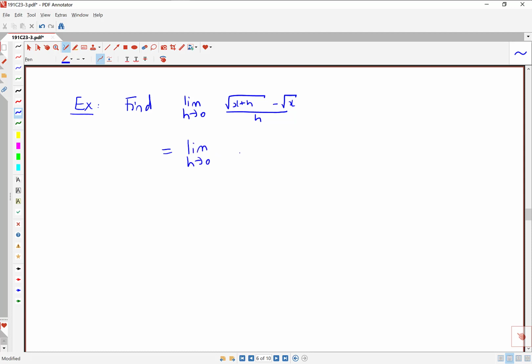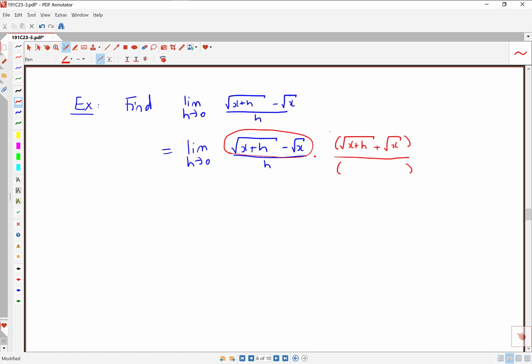So we're going to take the limit as h goes to 0. We're going to recopy our expression exactly as it was written there. And the trick is to multiply this expression, top and bottom, by a certain quantity. The certain quantity is exactly what we're seeing in the numerator, but just with the sign changed. So instead of having root x plus h minus root x, we're going to actually have root x plus h plus root x.